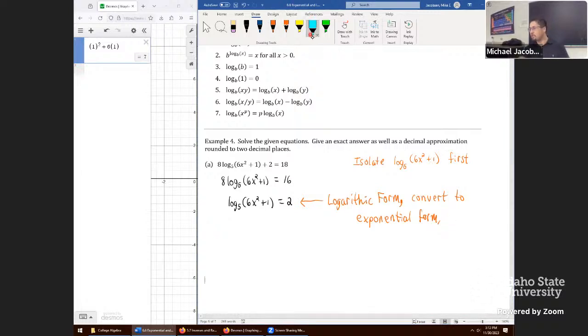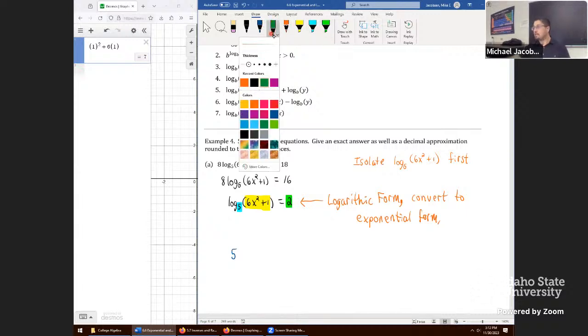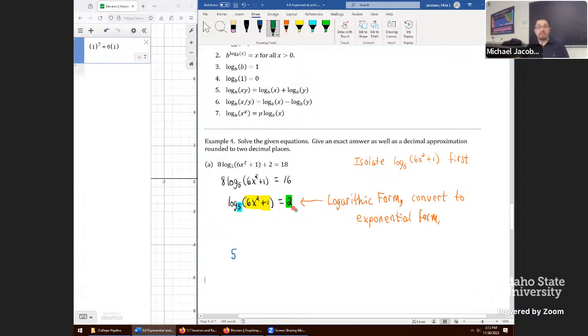Here's a strategy. We want to look at the base to start. Then 2 here will be the output. 6x squared is the input. So to convert this to exponential, we start by writing down the base. Next step, what was the output, the 2 here, becomes the input to the 5 power x function. So it goes in there. And what was the input now becomes the output. So 6x squared plus 1 goes over here.